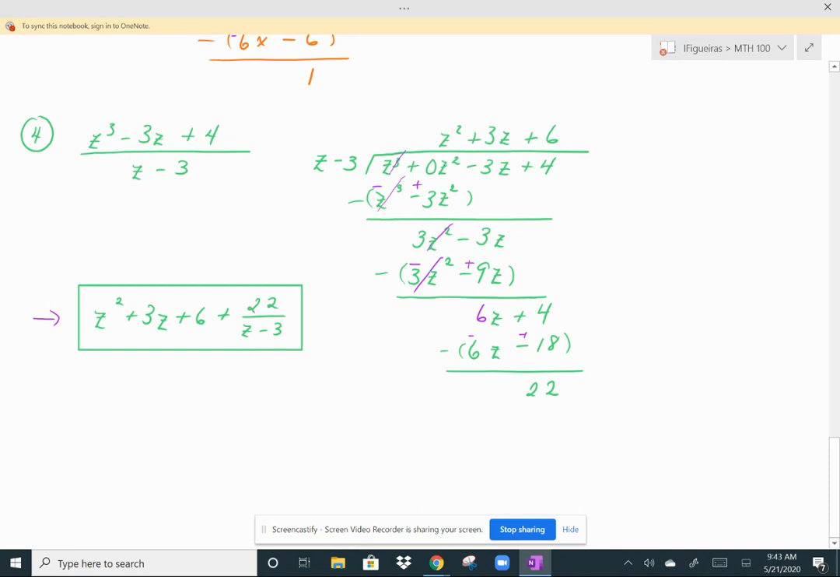So the way you express that answer is here in the box. So I have my quotient, z squared plus 3z plus 6, and then my remainder is positive, so you write plus 22 over your divisor. And another format would again be z squared plus 3z plus 22 over z minus 3, and then the plus 6 at the end. Okay, so that's it for this lesson. Try giving the homework a try. Good luck.